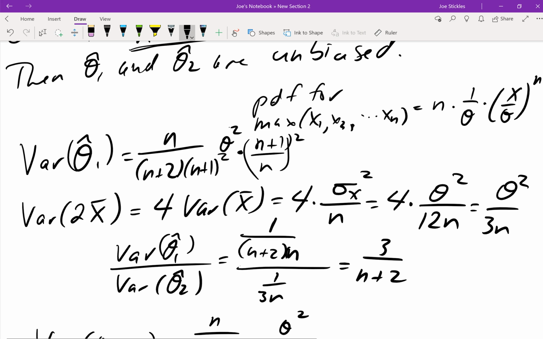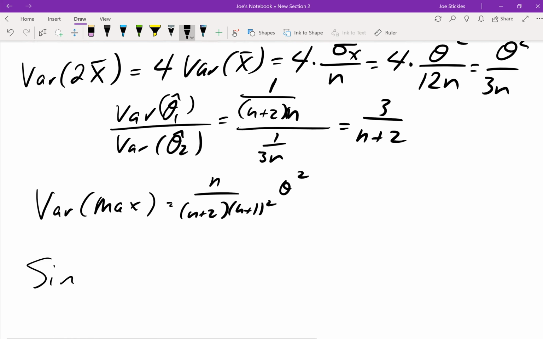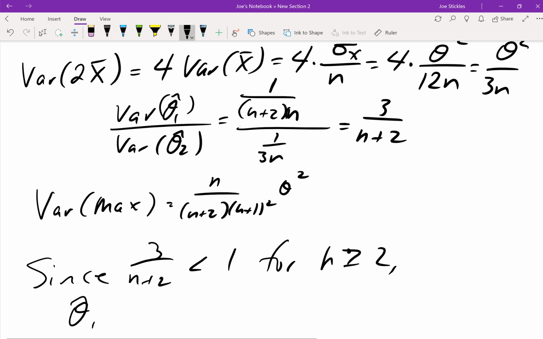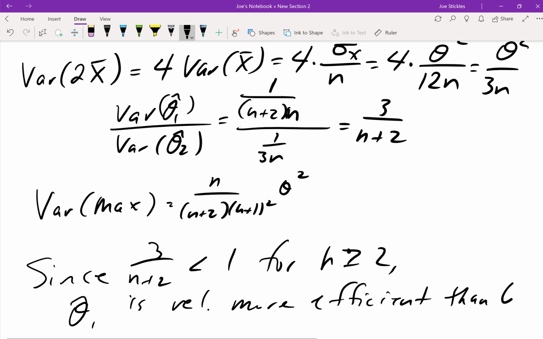So which one's more efficient? Of the two estimators, which one's more efficient? Is that ratio less than 1 or greater than 1? Well, just in general, for any n, as long as you're actually taking a sample size that's bigger than 1, it's going to be less than 1. So which one's more efficient? Theta 1, right? Theta 1 hat is more efficient. So since 3 over n plus 2 is less than 1 for n greater than or equal to 2, theta 1 hat is relatively more efficient than theta 2 hat.